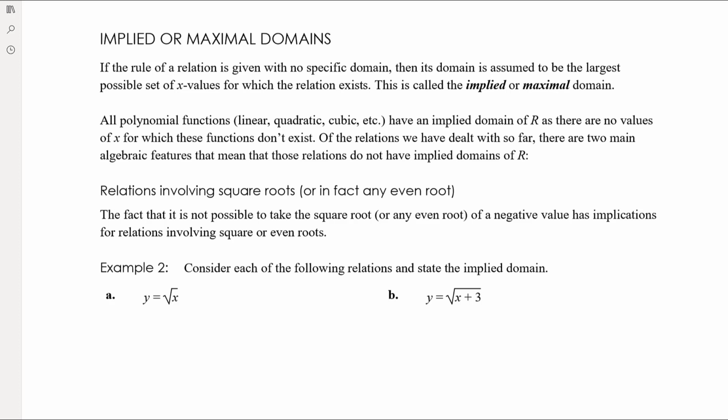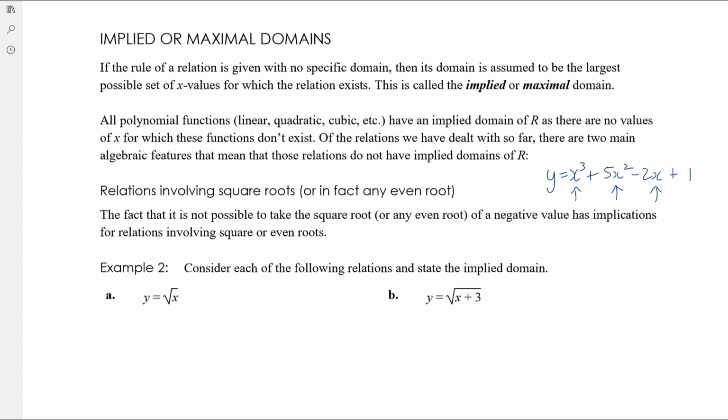All polynomial functions, linear, quadratic, cubic, etc., have an implied domain of R. Okay, there's no restriction whatsoever on what you can put into those equations. If you've got a polynomial equation, let's say, y equals x cubed plus 5x squared minus 2x plus 1, you can put any x value in here and calculate a y value.